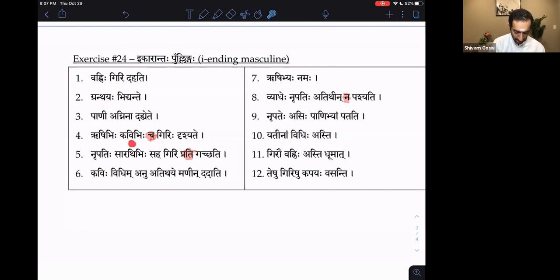Nina, kavibhihi, sarathibhihi, okay, etc. Right? Manin, vidim. Okay, so all of these have i-ending words. You want to find the i-ending words and put the cases.